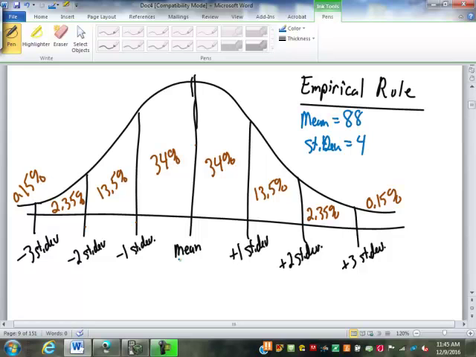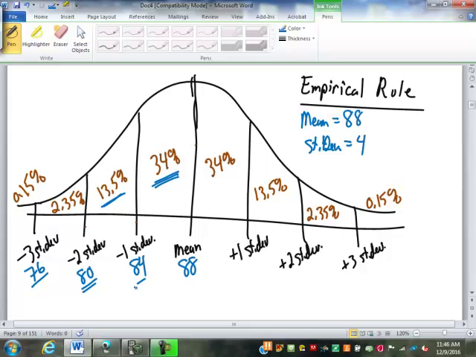Well, that means the mean is 88. One standard deviation below, subtracting one standard deviation or subtracting 4 would be 84. That's telling me I expect 34% of the students to score between 84 and 88. Subtracting another standard deviation would be 80. I'm expecting 13.5% of the students to score between 80 and 84. Subtract the 4 again would be 76. I'm expecting only about 2.35% of students to score between 76 and 80.